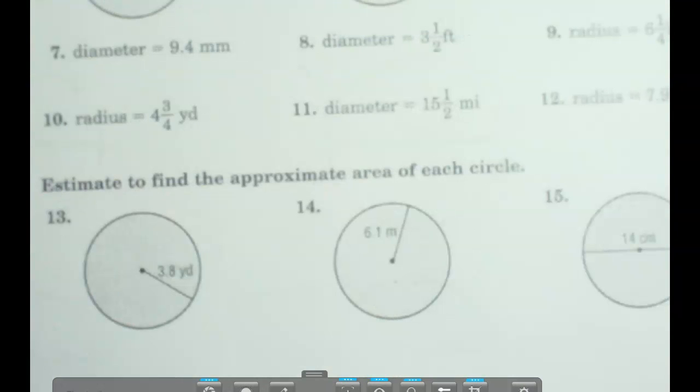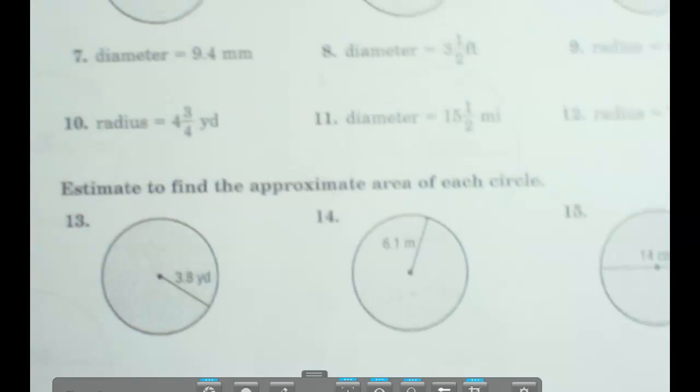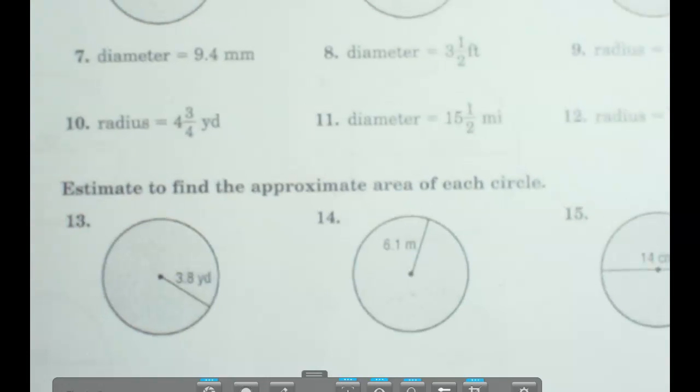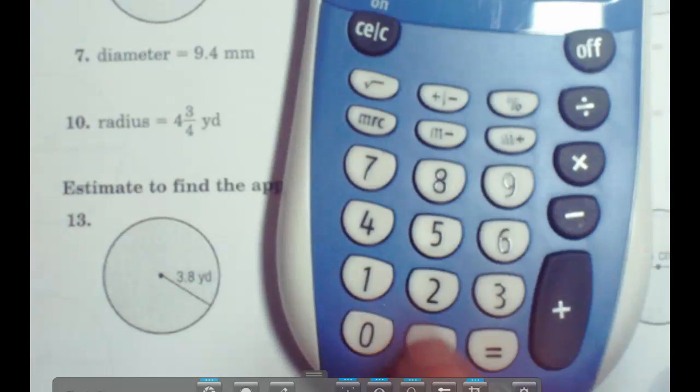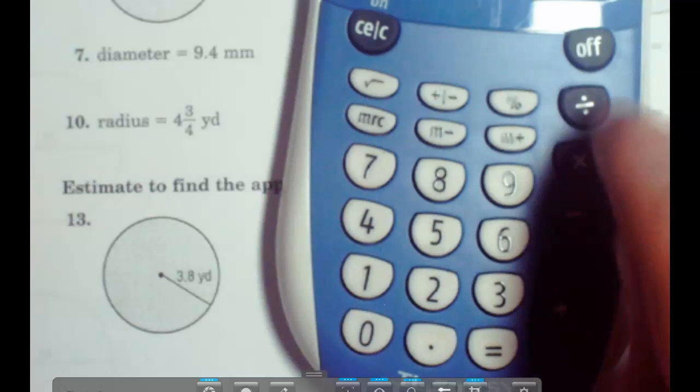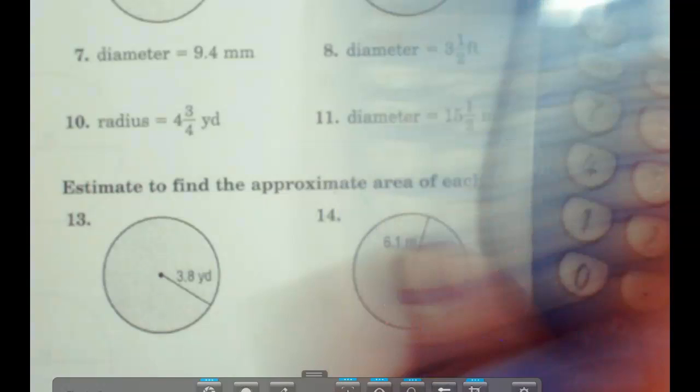Now, in the next section down here, we're just number 7, for example. We got a diameter. We need to know what a radius is. So you can take 9.4 and divide it by 2. If you're not sure, you can do it in a calculator. 9.4 divided by 2 should be 4.7. So we have 3.14 times 4.7 times 4.7.